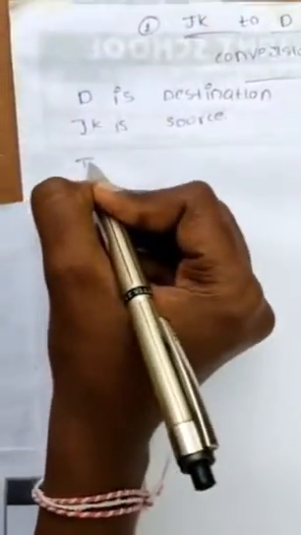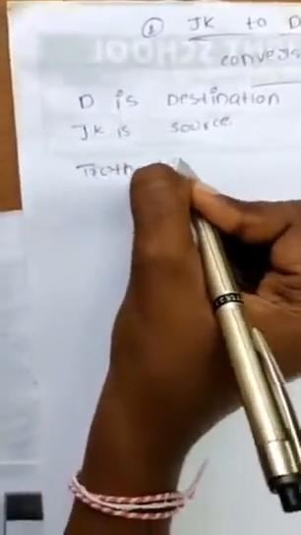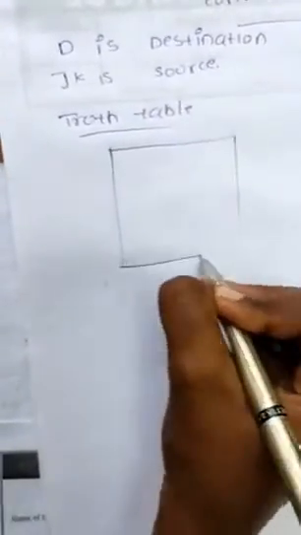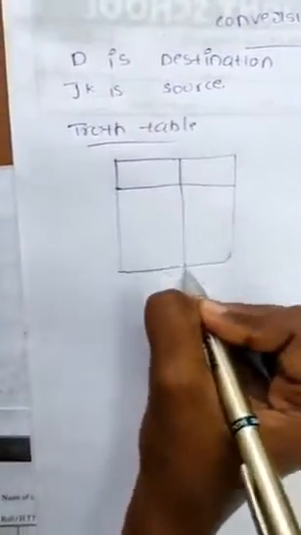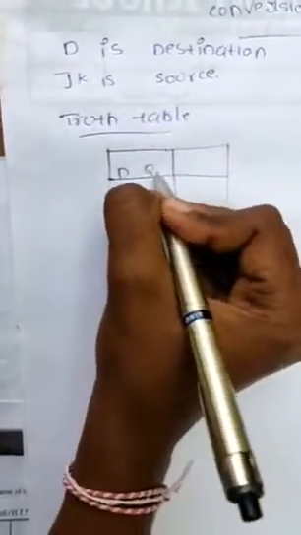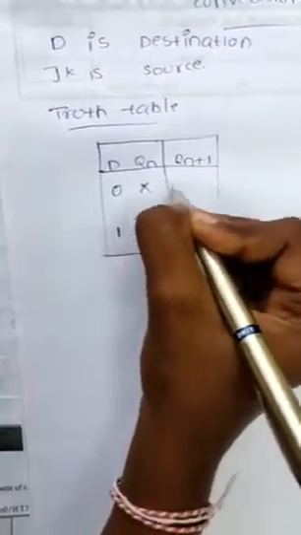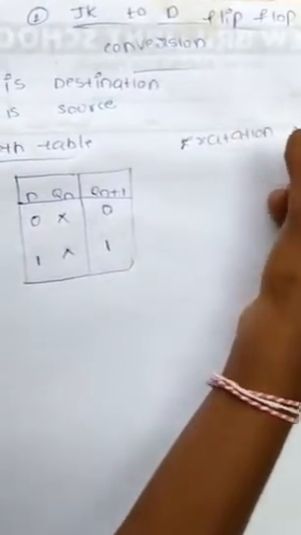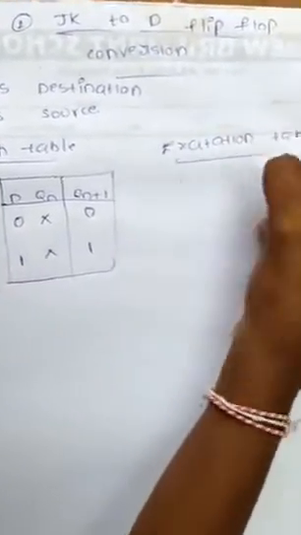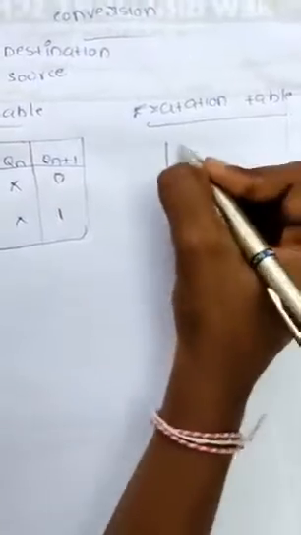Next you will draw the truth table. Okay, take the truth table here: D, Q of n and Q of n plus 1, 0 1 and 0 1. Okay, this is the truth table. Next we go for the excitation table. Draw the excitation table.